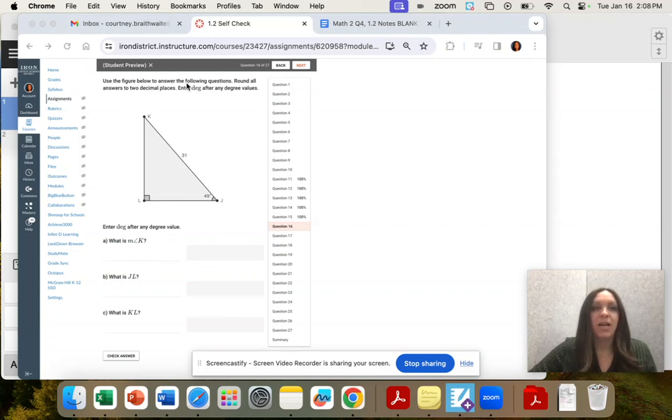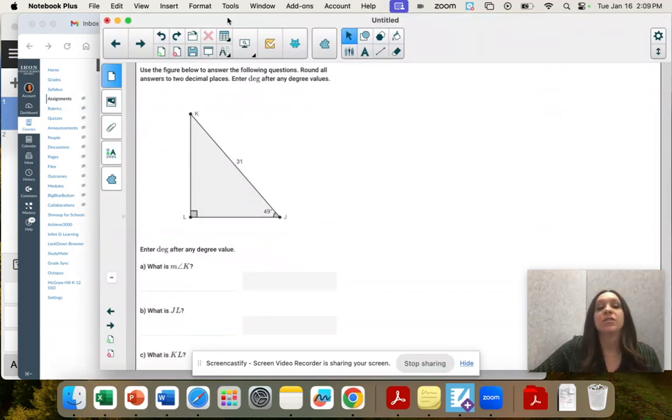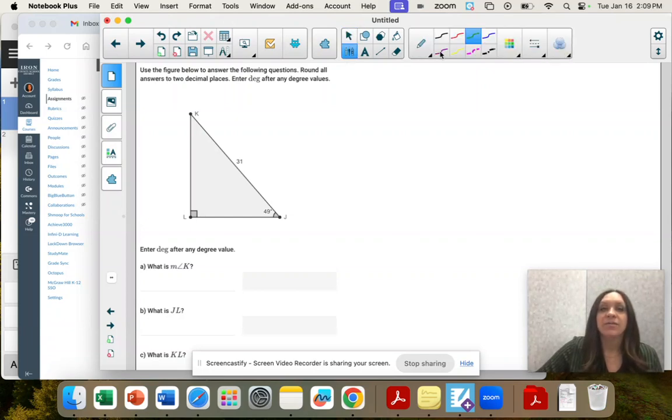Use the figure below to answer the following questions. Round all answers to 2 decimal places. Enter degree, DEG, after any degree values. So we have a right triangle here.